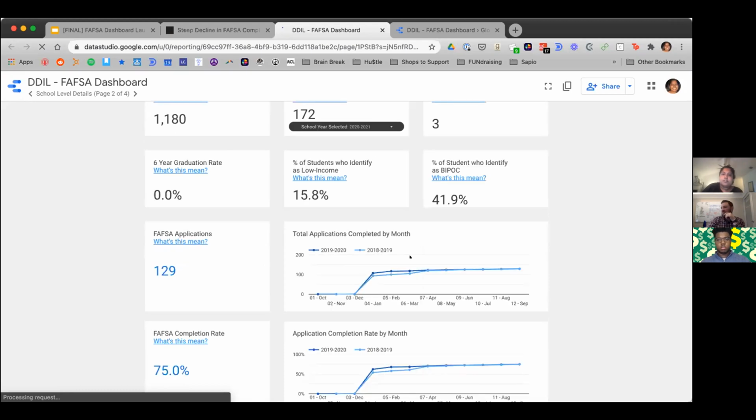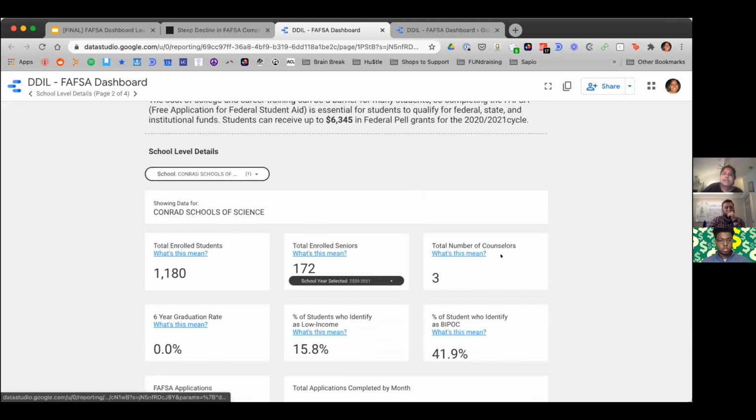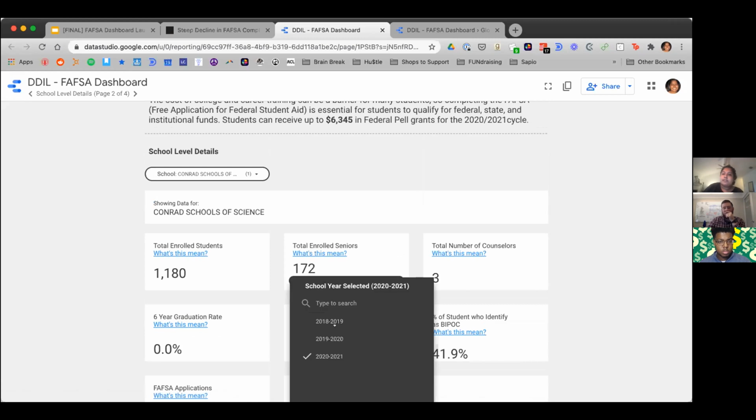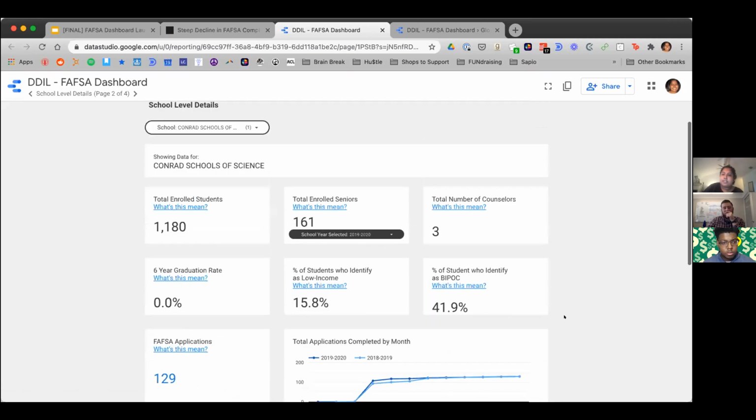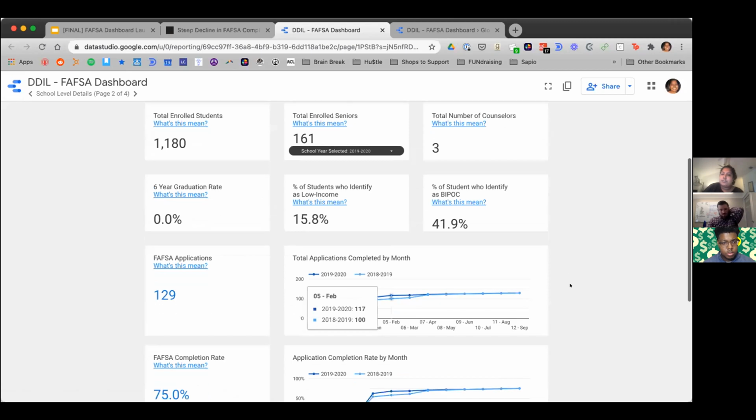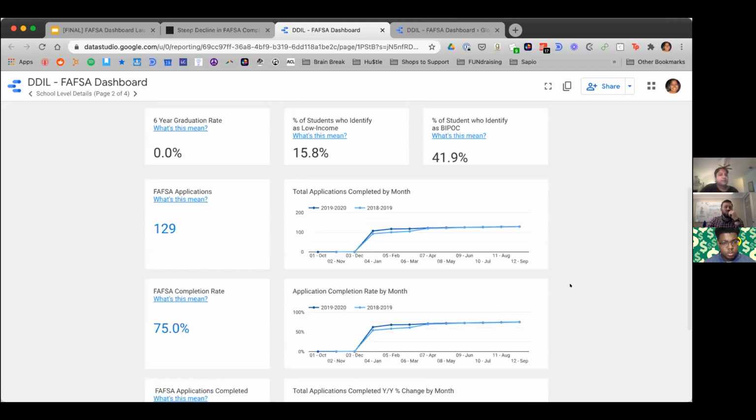Okay, great. So this is for Conrad Schools of Science. They have 3 guidance counselors, 172 seniors were enrolled for this year, and we can select the number of seniors enrolled for last year, which is 161. So they had a slight increase in that population. And these plots show the differences for the specific school.